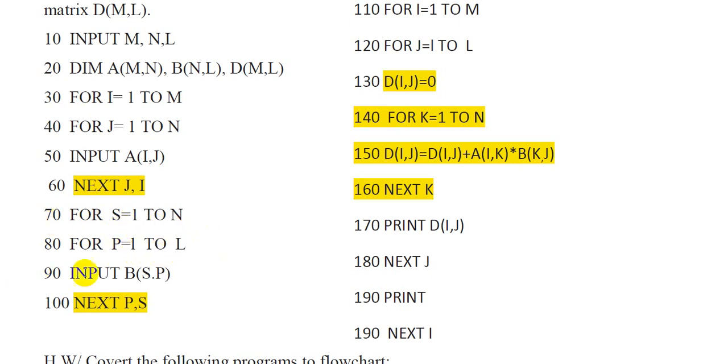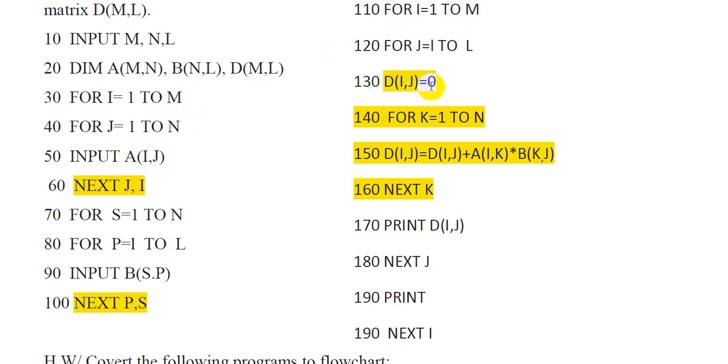The priority here is for J, which is acquired first with respect to I. 70 for S equals 1 to N, and 80 for P equals 1 to L, 90 input BSP, the fourth matrix. 100 next P, next S. 110 for I equals 1 to M, 120 for J equals 1 to L, and the I here stands for 1 to M.